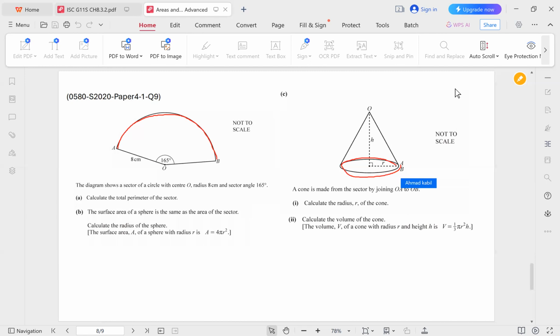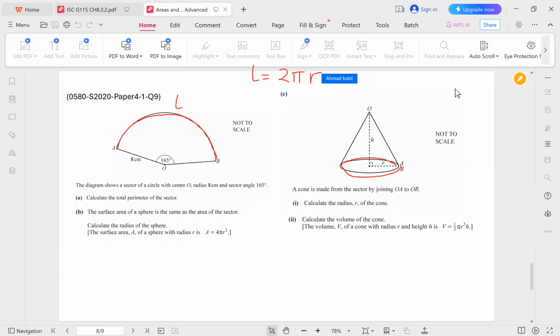So this is what you need to understand, because this L or this arc length here, which we called L previously, if you wrap it up around itself, you get the circular base of the cone. So one very important equation when you're going from a sector to a cone is to say L equals 2 pi r.